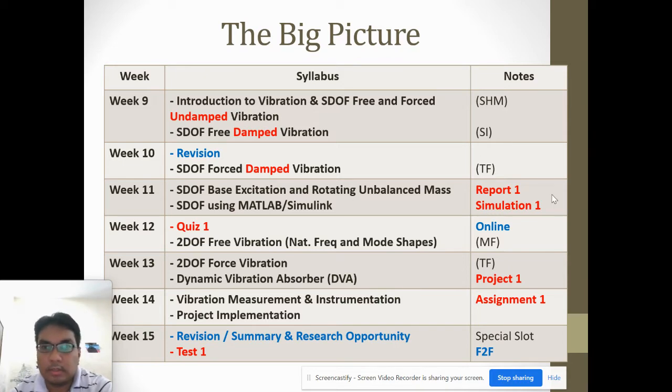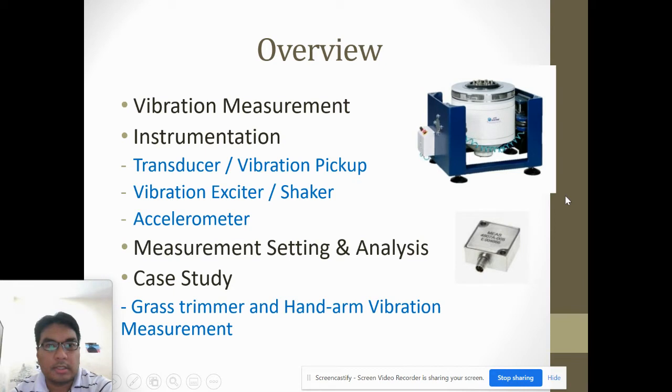For this topic, as an overview, we have three items. The first one is the vibration measurement, and the next one is the instrumentation, including the transducer and also the vibration pickup, vibration exciter, shaker, as shown in this figure, and finally the accelerometer. Accelerometer is one type of vibration pickup to measure the vibrations. This is an example of the accelerometer.